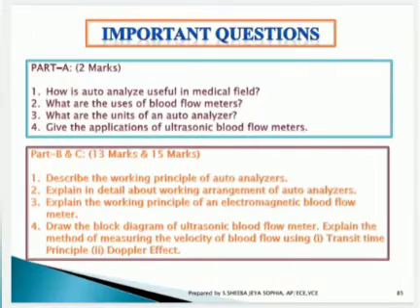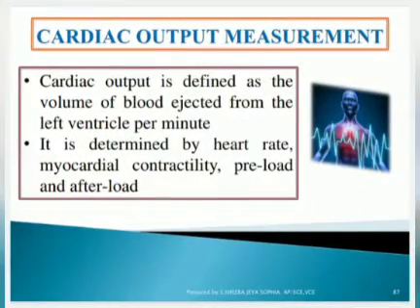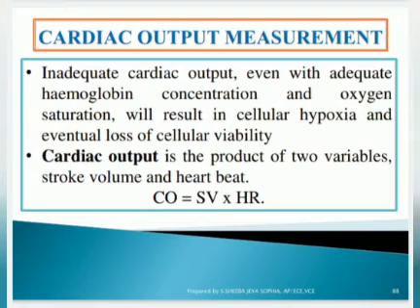So this is about the auto analyzers and blood flow meters. Moving to cardiac output measurement, the cardiac output is defined as the volume of blood ejected from the left ventricle per minute. It is determined by heart rate, myocardial contractility, and preload and afterload. Inadequate cardiac output, even with adequate hemoglobin concentration and oxygen saturation, will result in cellular hypoxia and eventual loss of cellular viability. Cardiac output is generally measured by using the formula CO is equal to SV into HR.